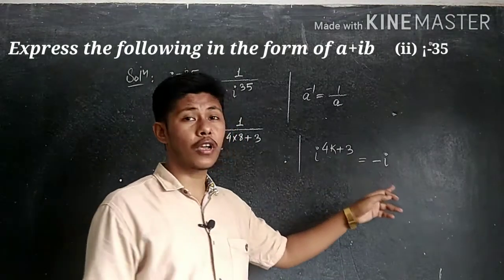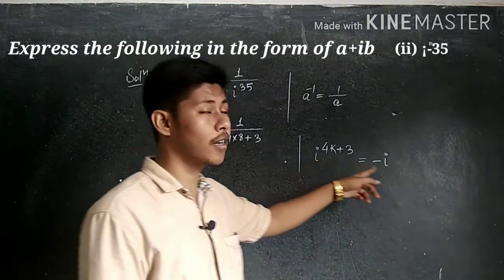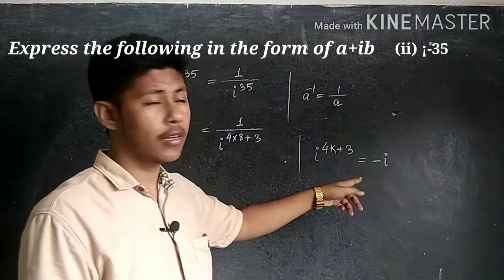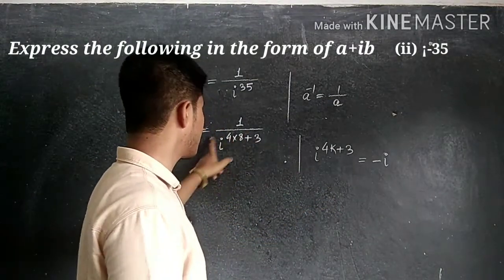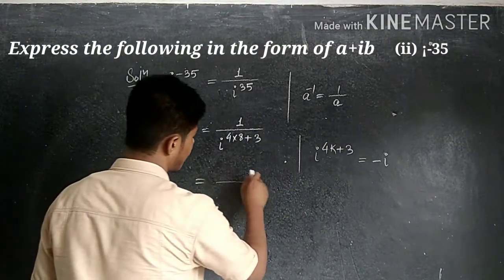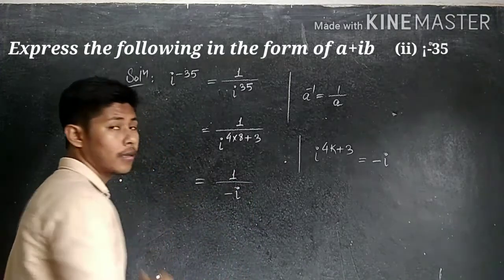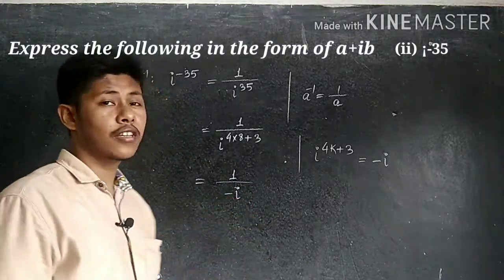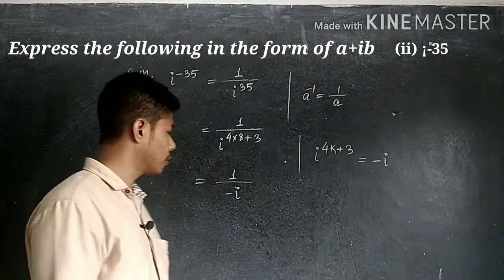So i to the power 4k plus 3, this result we get here is minus i. So that means it is of the form 4k plus 3. So in place of the whole result, what you have to write? Obviously we have to write minus i. So that's what you have to do, 1 divided by minus i. So again i is in the denominator. So we have to eliminate it.